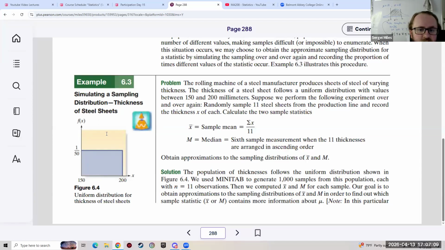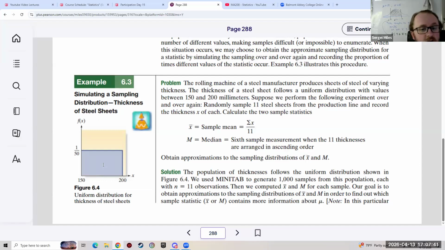So they gave us this picture to the left of this uniform distribution where the thickness ranges from 150 millimeters to 200 millimeters. If the machine is working correctly, it's supposed to produce steel always in a range of thickness from 150 to 200, equally likely any of those numbers. Now they're trying to determine, is this true? Is the machine working correctly?